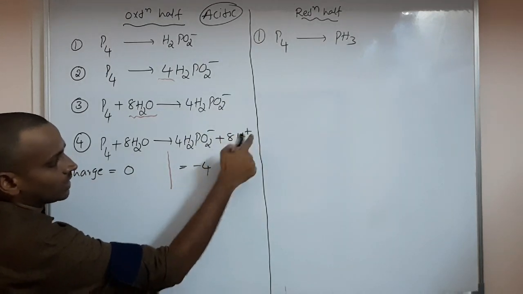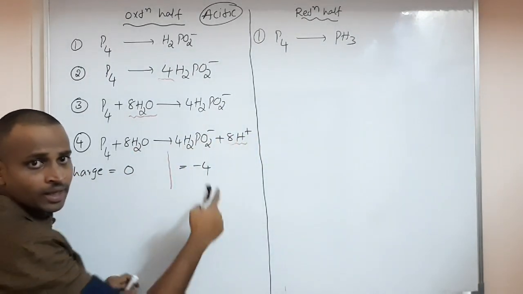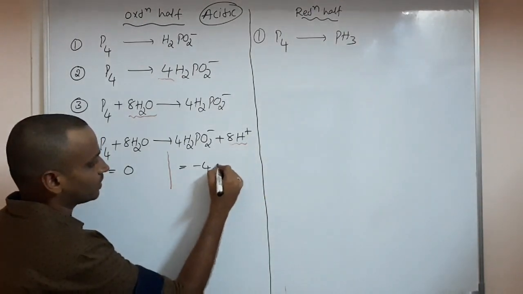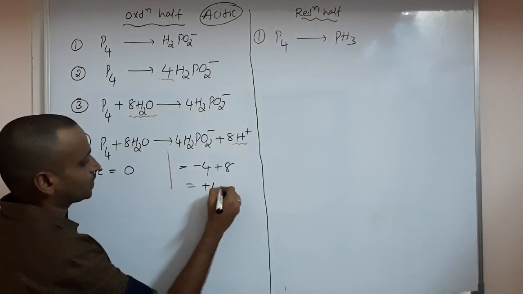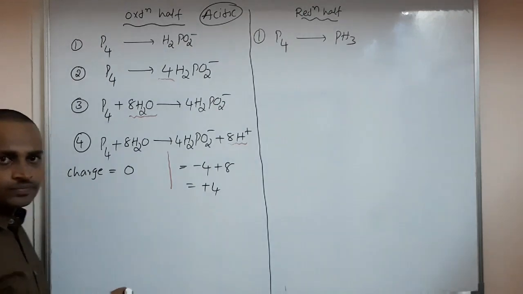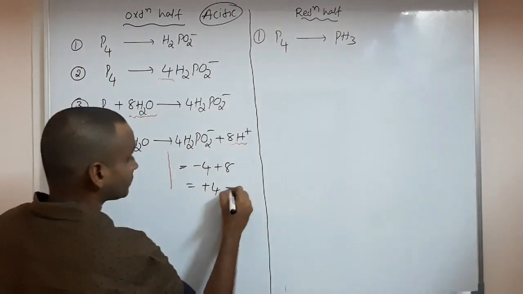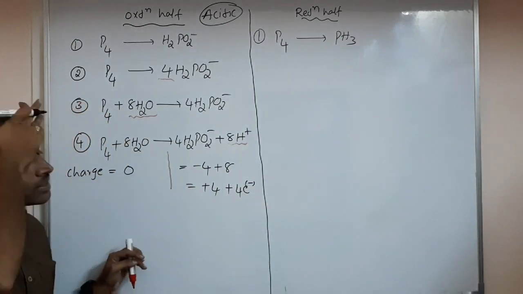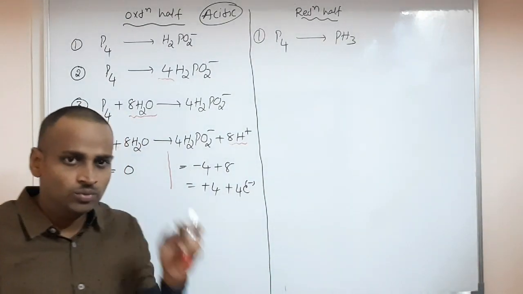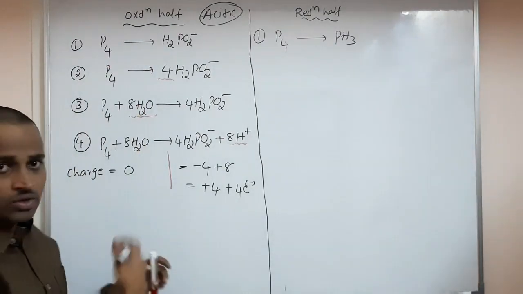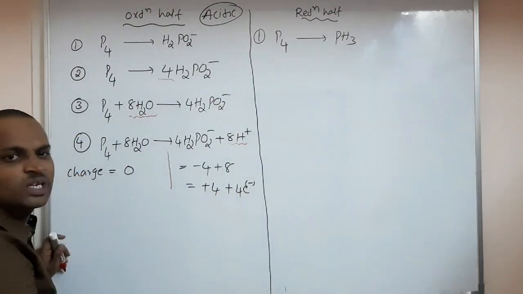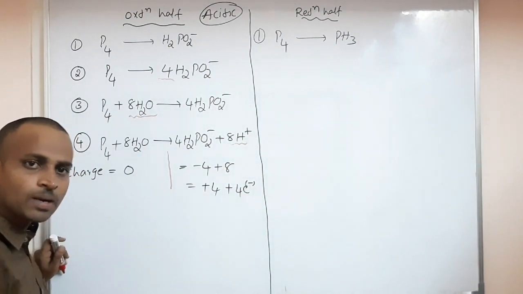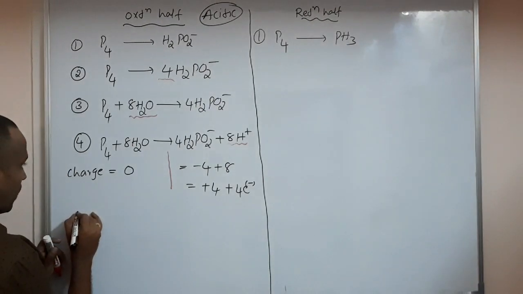8 into plus 1, like that. H plus, I told you already, 8H plus means plus 8. So plus 8. So here I have plus 4 and here I have 0. So what do I have to do? 4 electrons I have to add on the product side. Why that side? I told you blindly already. Oxidation means loss, so electrons should be on the product side. Oxidation, for sure.